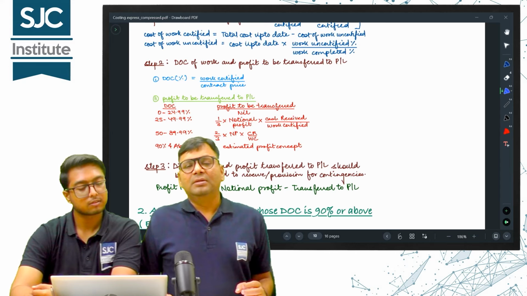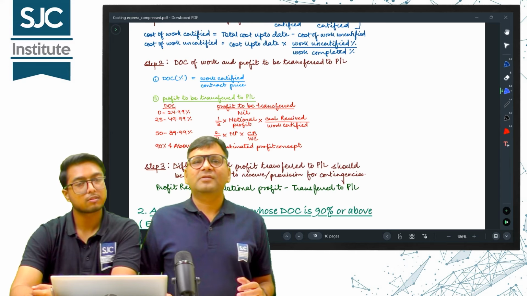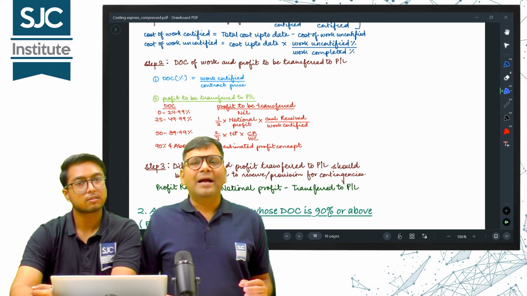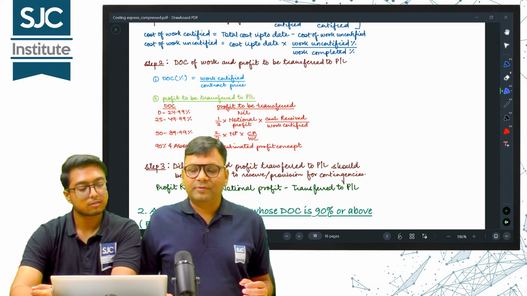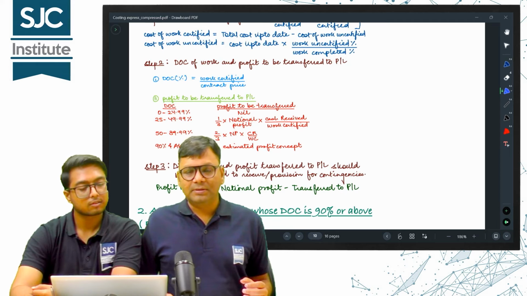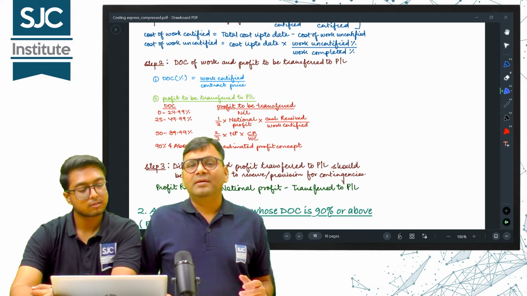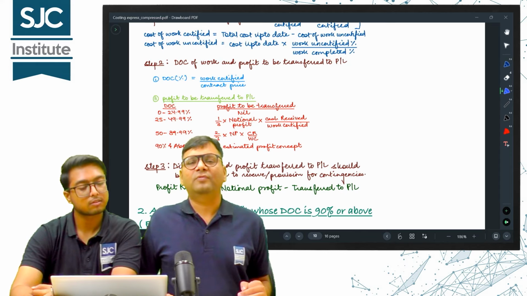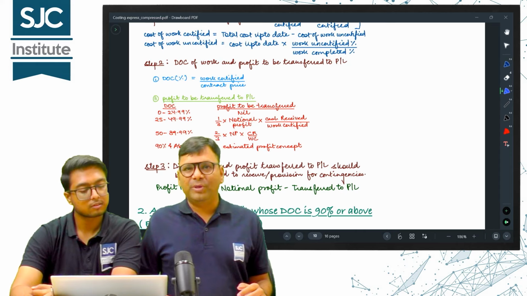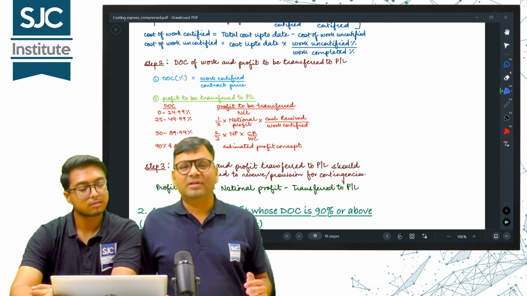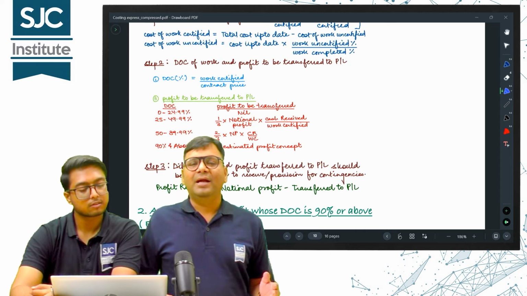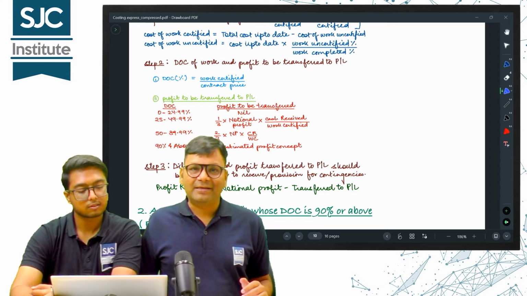Step 3 is to find out how much profit would be then left after transferring profits to PL. So one part of notional profit is transferred to PL using step 2, and then the remaining part is transferred to profit reserve. So profit reserve is equal to notional profit minus profit transferred to PL. What if there is notional loss? If there is notional loss, then you don't apply any DOC concept to find out how much loss to be transferred to PL. In that case, you transfer the entire notional loss to PL and there will be no profit reserve as such in that case.